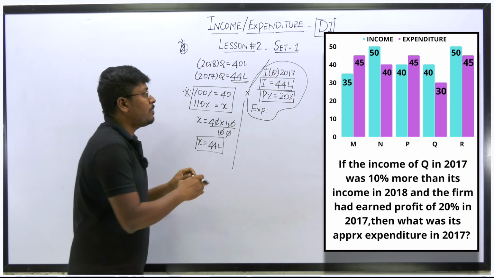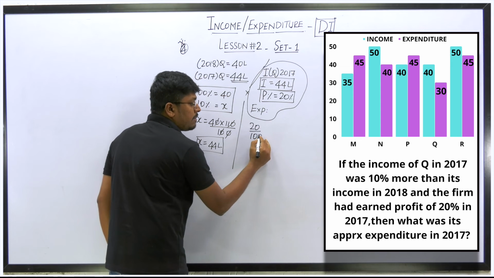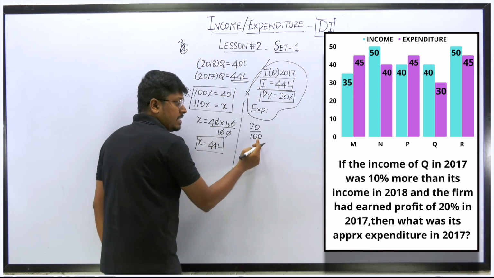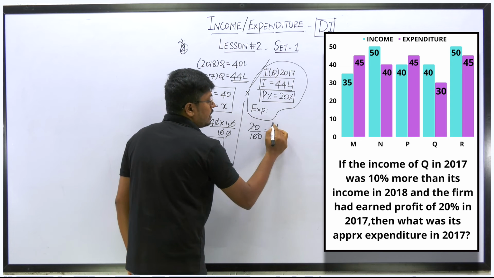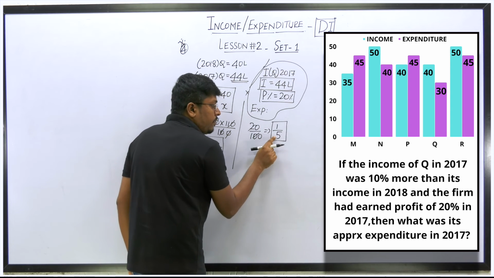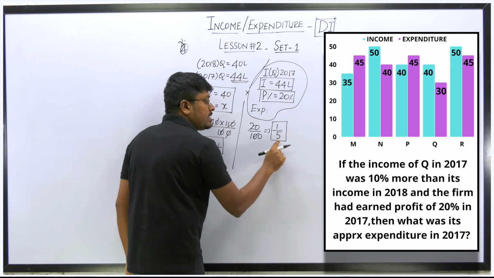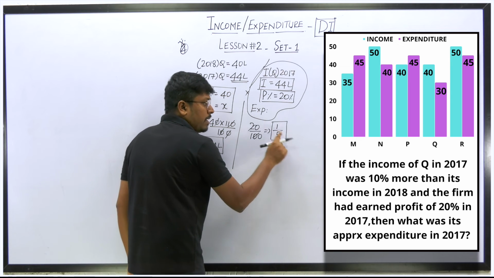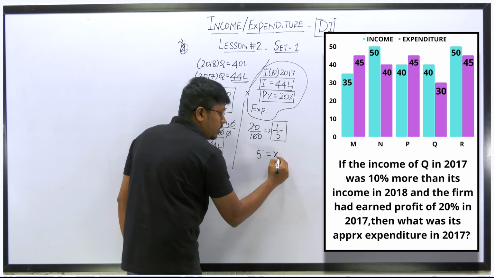How to find the value in a shortcut? Profit is how much? 20%. So 20% can be written as 20 by 100. In order to remove the percentage, divide by 100. So cancel it, and this becomes 1 by 5. The meaning here is, out of 5 parts, 1 part is the profit. So this base value is the expenditure, right? So expenditure is 5 parts. Our target is to find the expenditure. So 5 parts is equal to X.